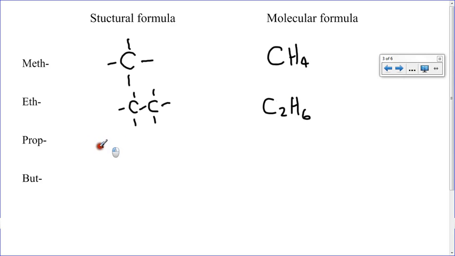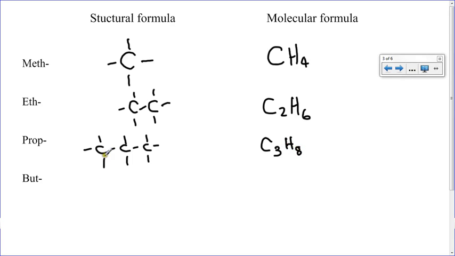Propane has 3 carbons, so 1, 2, 3, and again each carbon must have 4 bonds. So these are all bonded to hydrogen. The carbon in the middle has 4 bonds, but 2 of them have been used to bond to the carbons either side of it. There we go, and that's our structural formula. So if we try and work out our molecular formula now, well, it's easy to see that we've got 3 carbons, and this time we've got 1, 2, 3, 4, 5, 6, 7, 8 hydrogen atoms. So C3H8.